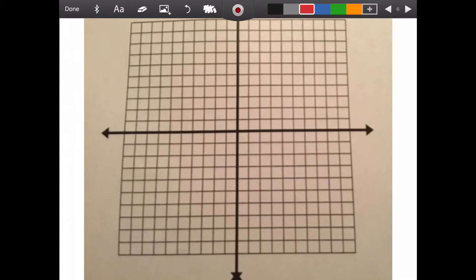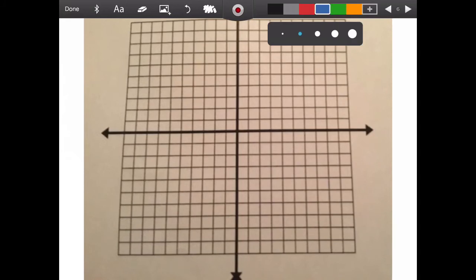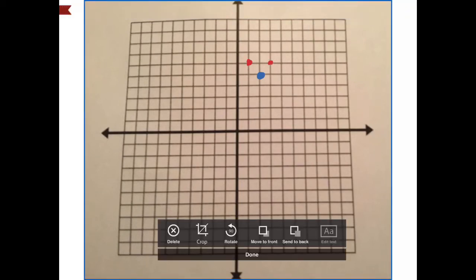Now, this is just a picture of a graph paper. You can sketch it if you want. It's just easier if you have this on your paper. What color did I make it? Blue. Okay, so I'm going to graph. Blue is 2, 5. 1, 2, 1, 2, 3, 4, 5. And then the red ones were 1, 6, and 3, 6, and then 0, 9.